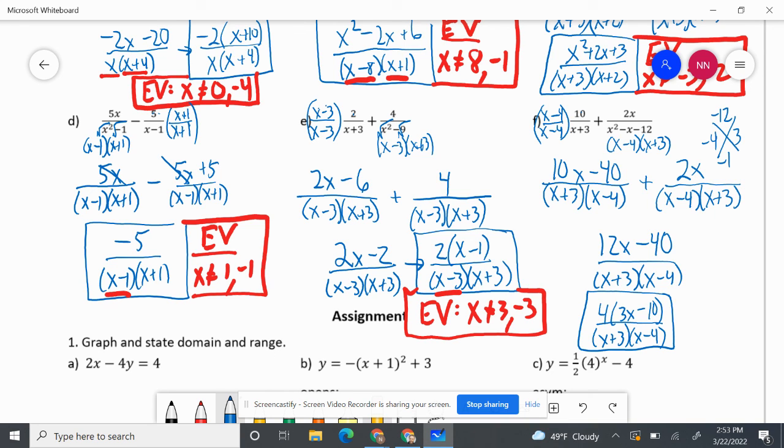And we're going to look for our excluded values. So x cannot equal negative 3 and 4.